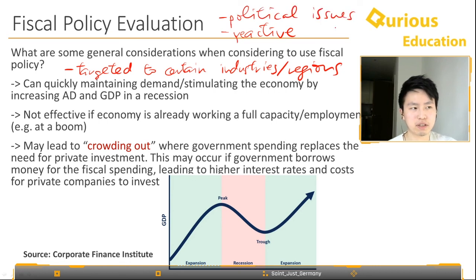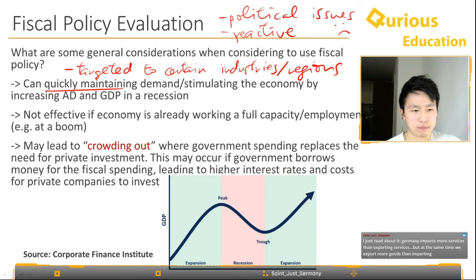However, we've discussed the political issues. Political issues might be a problem with fiscal policy because they affect it, and we can't make a solely economic decision on it. So it's generally quick as well. And another problem would be called crowding out.